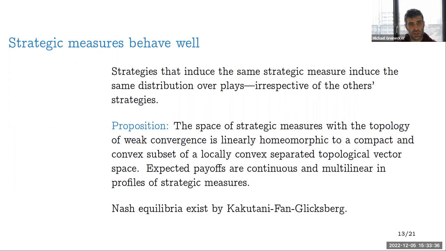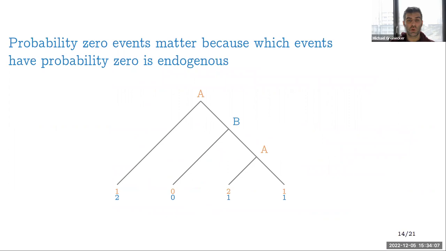Now, so far, this is mostly showing that the games we looked at behave like simultaneous move games. Actually, you can think of these strategic measures as closer to mixed strategies than to behavior strategies, which later will require a bit of playing around in the proof. But let's go to the crux of what happens in extensive form games.